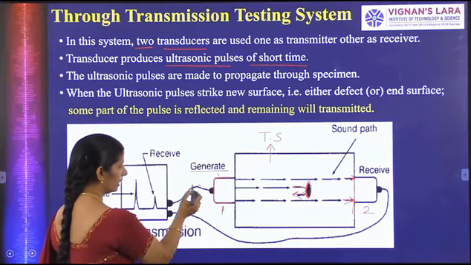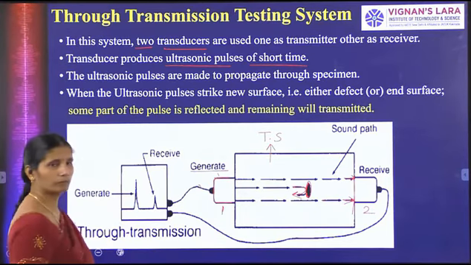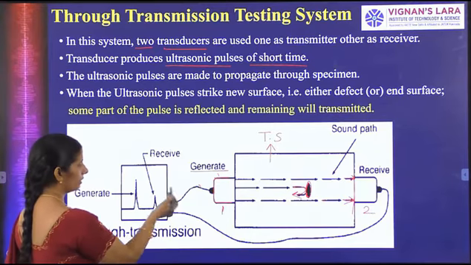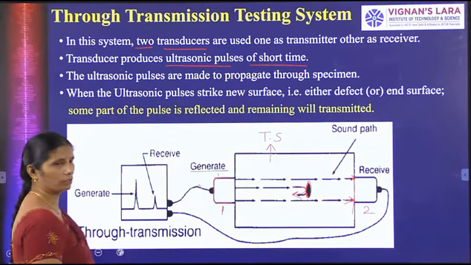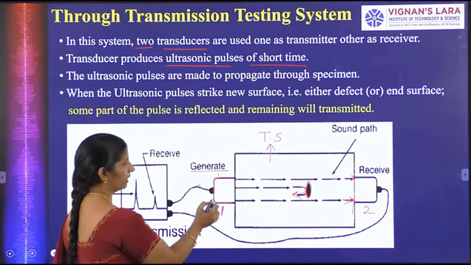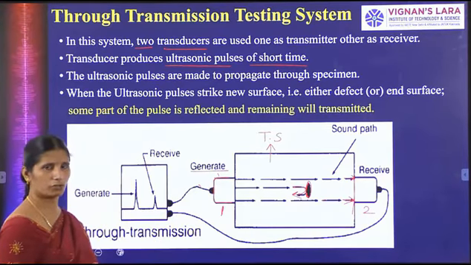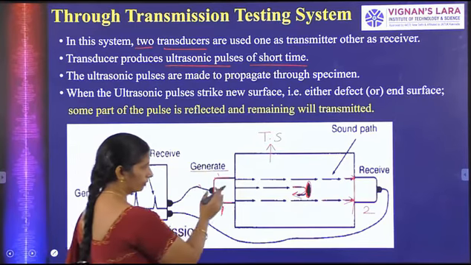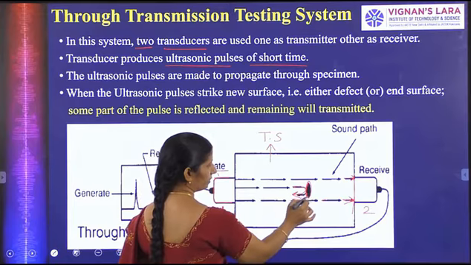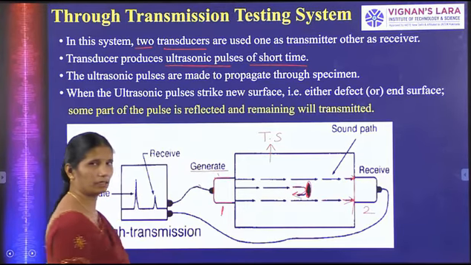So both are connected to the CRO, cathode ray oscilloscope. So the signals will be displayed on the CRO. The first transducer generates ultrasonic waves of short pulses. They are passed through the testing specimen and they will be reflected if there is any defect in the material.